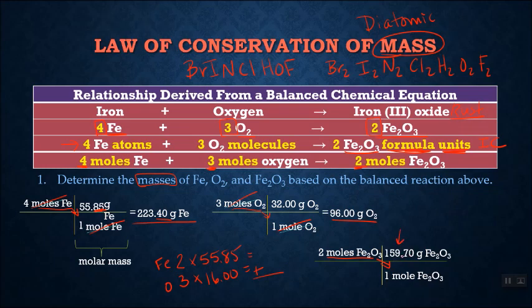and you should end up getting the 159.7. Once again, we cancel our moles of iron 3 oxide, multiply the 2 times the 159.7, and we end up with 319.40 grams of iron 3 oxide. Still going out 2 decimal places on our molar masses.